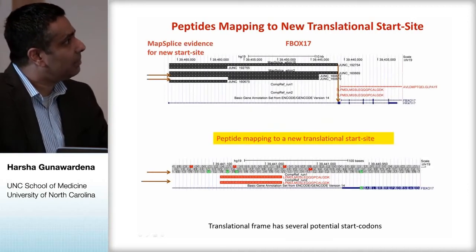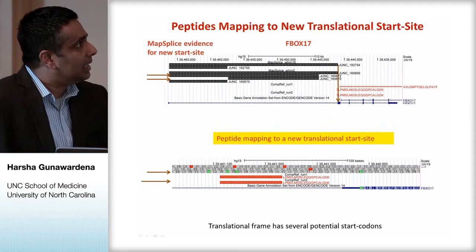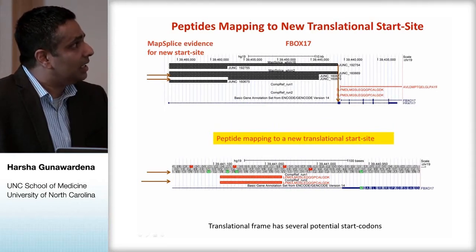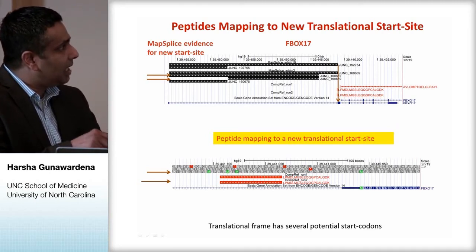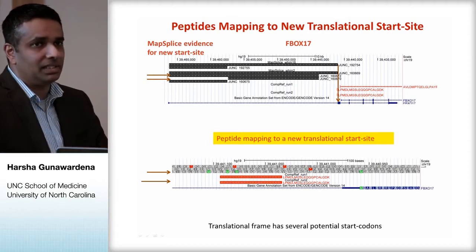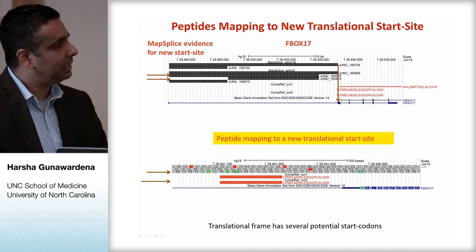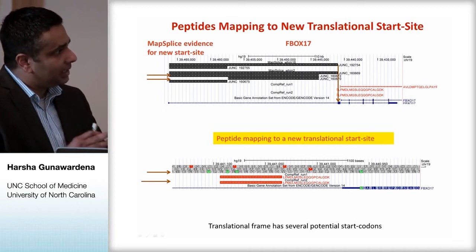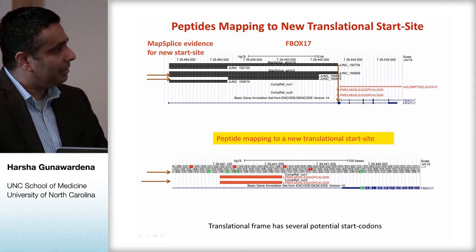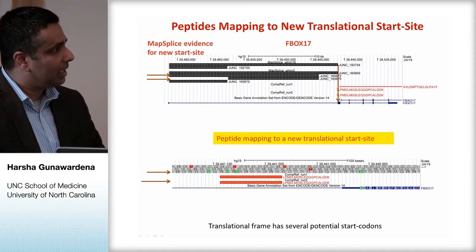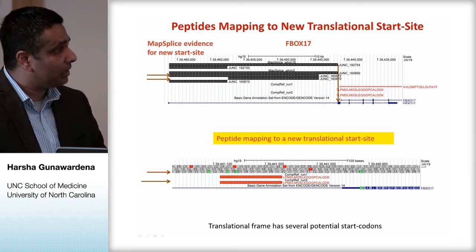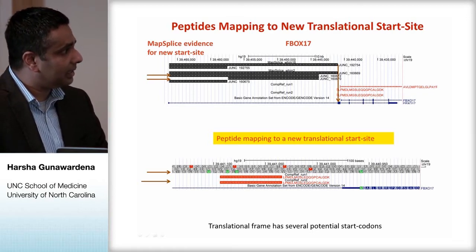So the second example I'd like to show you is the mapping of an alternative new translational start site. So what's shown here is the beginning of the gene, where there is a 5' UTR here, and the data tracks above these are all MapSplice evidence. So these are all obtained by our RNA-seq data. So this is a bit of a complicated site where we actually look at multiple pieces of evidence coming from genomics, transcriptomics, and our proteomics to find out if this is a correct assignment.